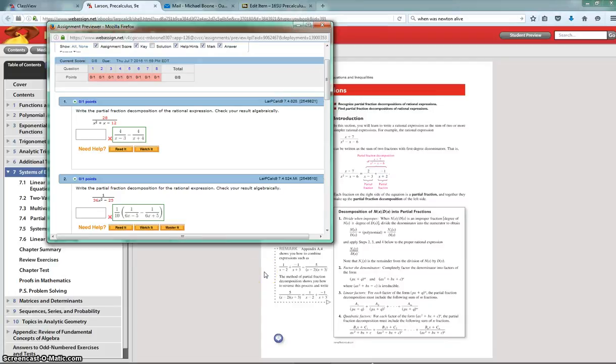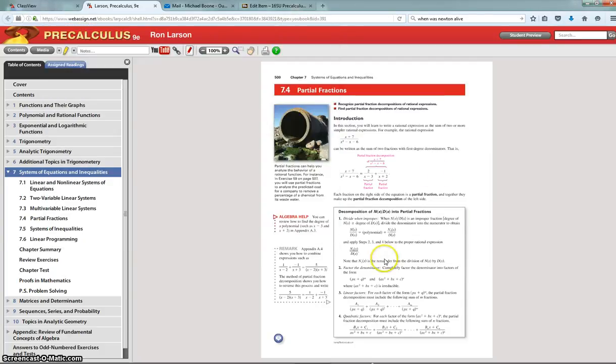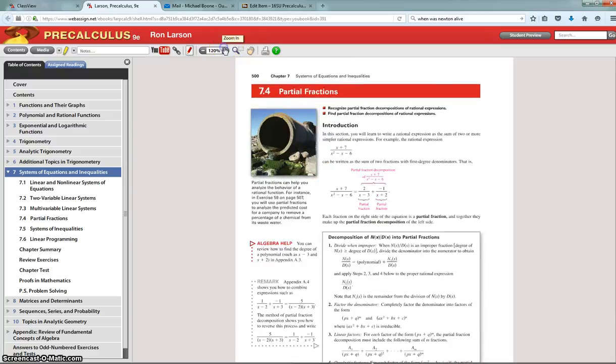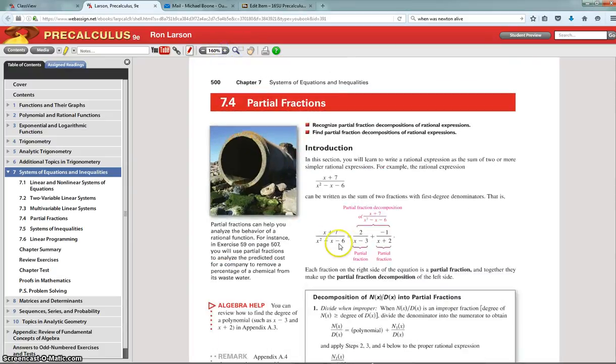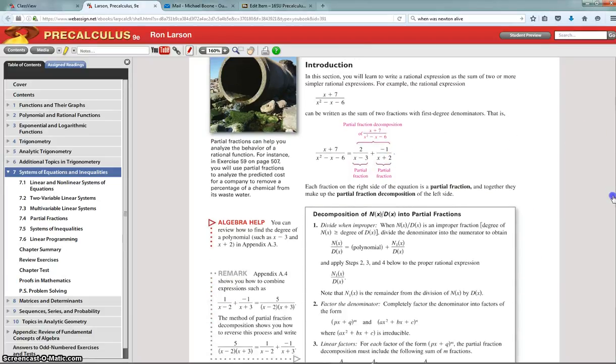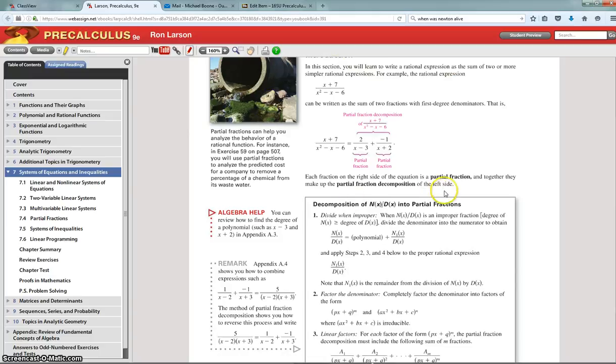Alright, so in Chapter 7, Section 4, what we're looking at is partial fraction decomposition. The book talks about it, and it states that what we're doing is we are just making a rational expression look different. We're breaking it up into two components. If your path is calculus, this will come in handy when we start doing integration.